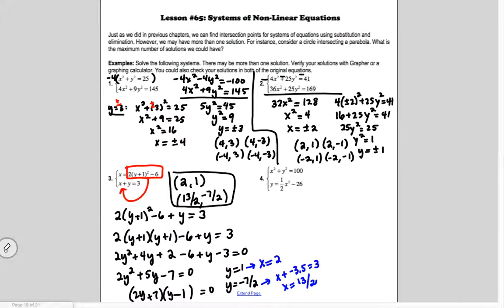All right, next up, number 4. Circle and a parabola, right? This one could definitely be 3. Do you guys see how this could be 3 answers? I don't know about the ellipse, and I don't think an ellipse and a circle could be 3. But this one could be 3 answers if you have the circle and then the parabola like that.